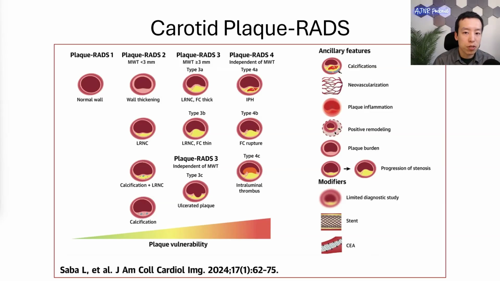This system was introduced in 2024 in a publication by radiologist Luca Saba and colleagues in the Journal of the American College of Cardiology Cardiovascular Imaging. The goal is to move risk assessment for cerebrovascular events beyond just luminal narrowing of the cervical internal carotid arteries.